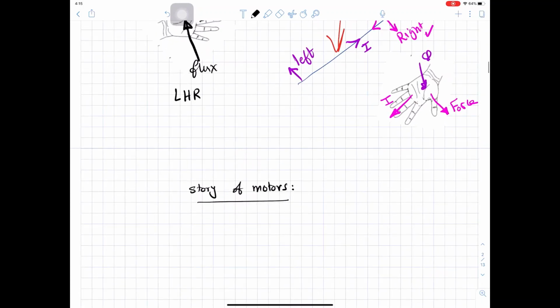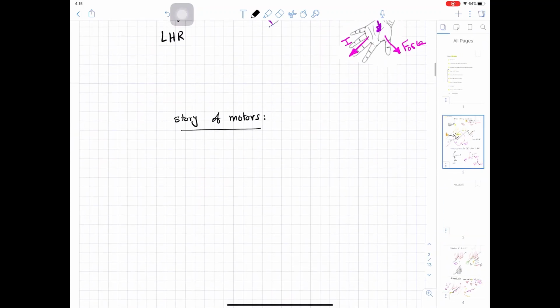So the story of motors: you applied current I. This current I generated a force. This force moved the wire with a velocity v. When the wire moves and cuts the flux, it will generate an EMF, and this EMF is opposing I.